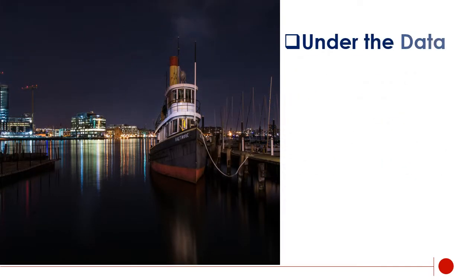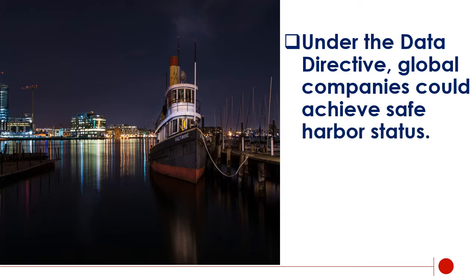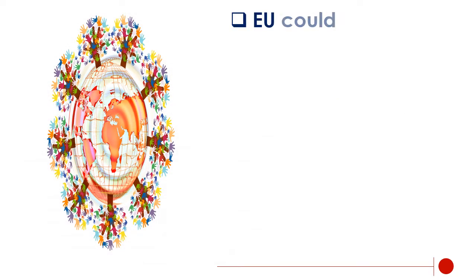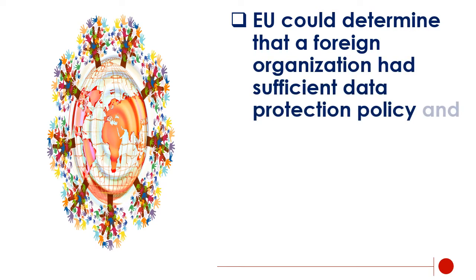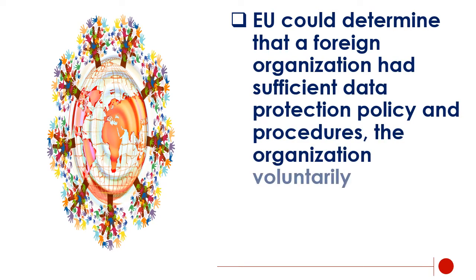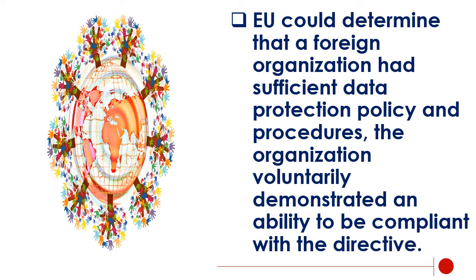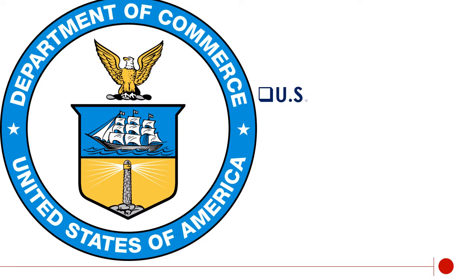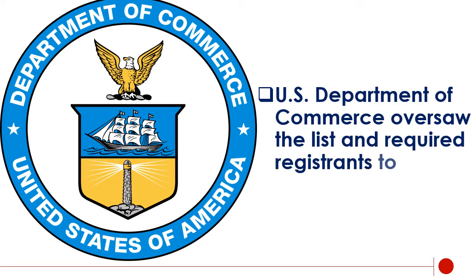Under the Data Directive, global companies could achieve safe harbor status. The EU could determine that a foreign organization had sufficient data protection policy and procedures. The organization voluntarily demonstrated an ability to be compliant with the directive. The U.S. Department of Commerce oversaw the list and required registrants to renew annually.